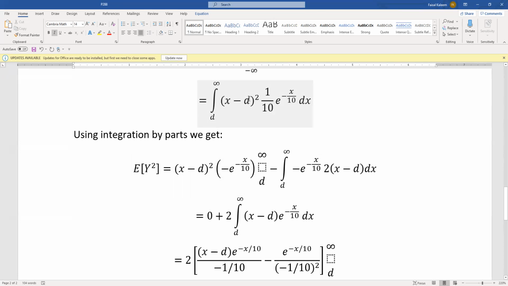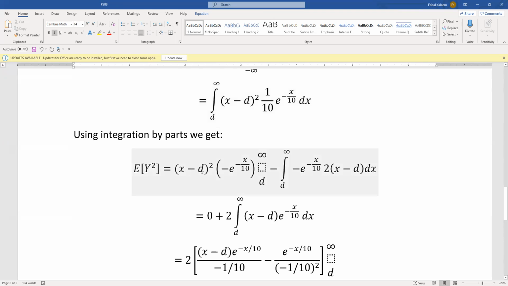So x minus d squared is written as it is, times the integral of the second function. The integral of this whole thing, the 1 over 10 e to the minus x over 10, is just negative e to the negative x over 10, because for the exponential part it's e to the negative x over 10 over negative 1 over 10, and then that cancels with this 10, leaving just negative e to the negative x by 10.